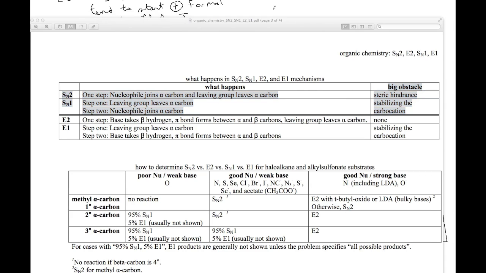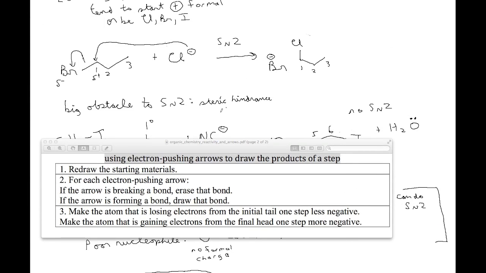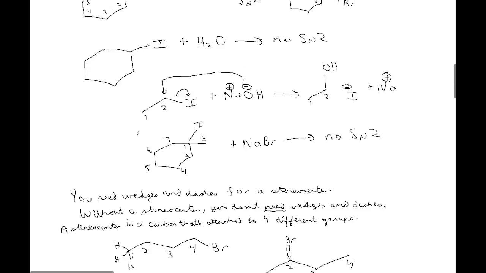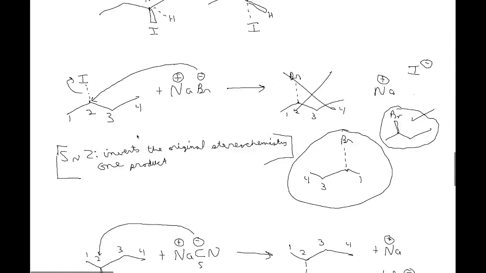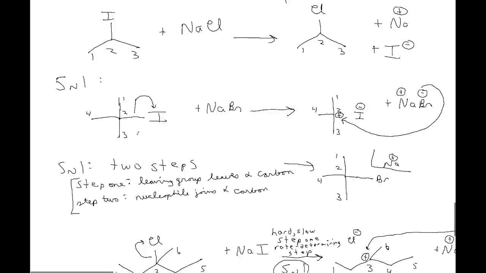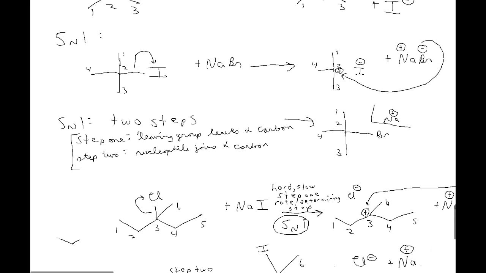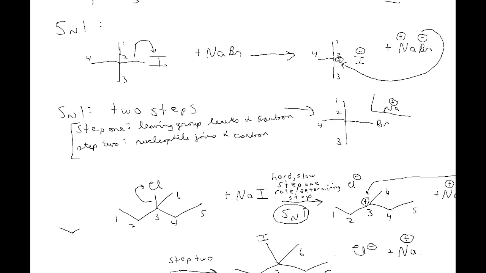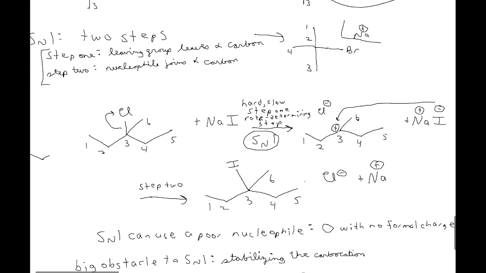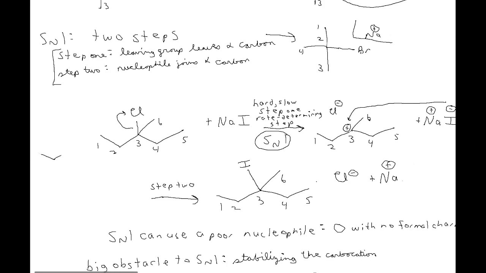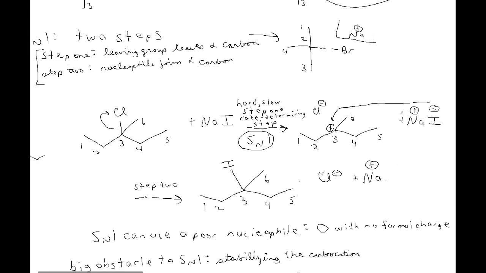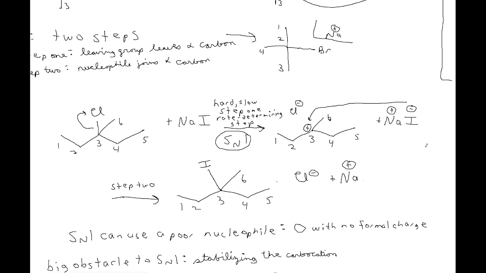And how many steps are there in an SN1 reaction? 2 steps. Good. Which is the rate determining step? The first step. And what happens in the first step? The leaving group leaves the alpha carbon. How many molecules participate in the rate determining step for SN1? One molecule. Just this one here.